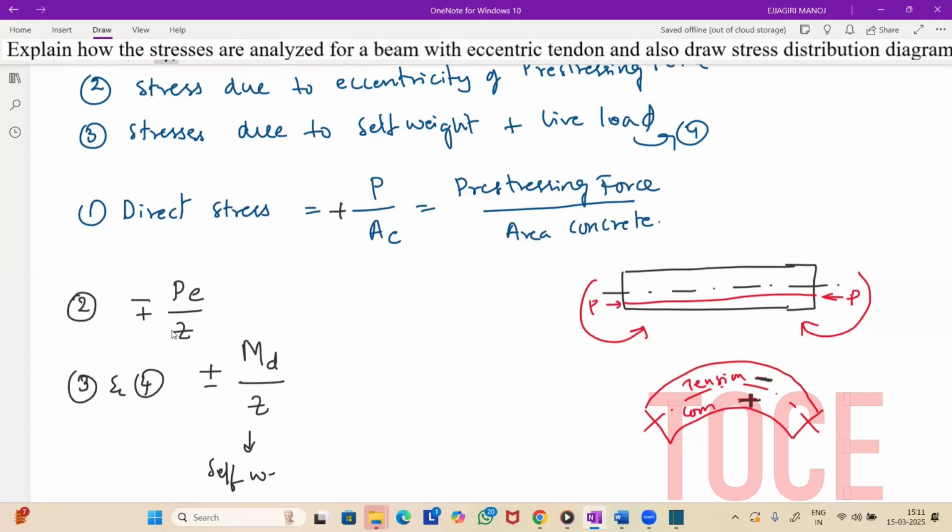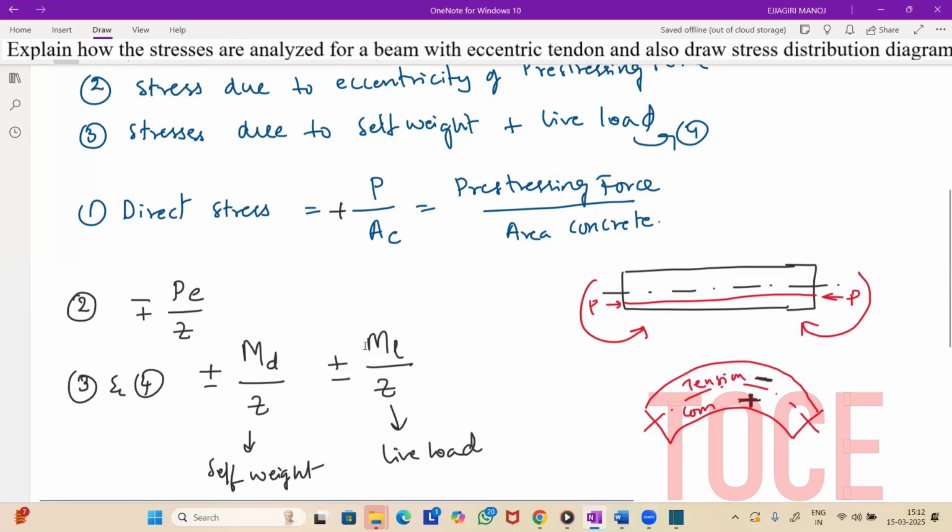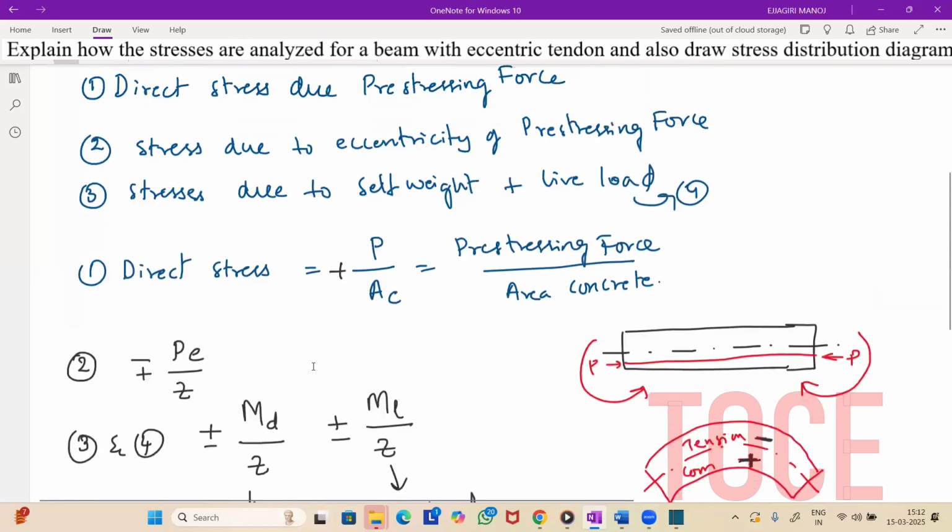Okay, and plus or minus moment due to live load divided by section modulus. This is due to live load. Okay, so here I'm getting plus or minus. That means plus on the top of the neutral axis, minus below the neutral axis. So this is purely due to the loads. This is not due to the pre-stressing force.